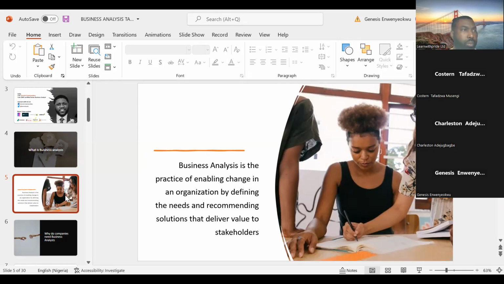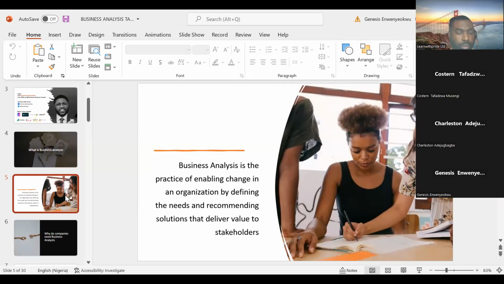So your ability to identify or to drive a change within an organization, and how do you drive that change? Identify what the problem is or what the problems are, then recommend a solution to those problems or to those opportunities, and ensure that the solution you're recommending actually delivers value to stakeholders.